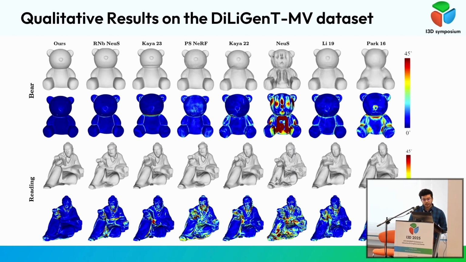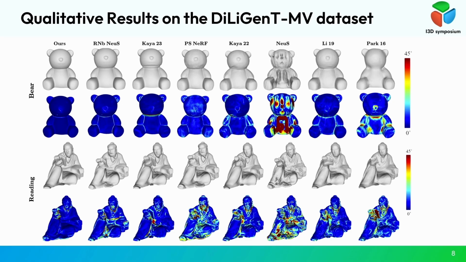Now we see the qualitative results on one of the datasets, which is the DiLiGenT-MV dataset. This figure shows the reconstructed 3D meshes and the corresponding angular error for two objects from the DiLiGenT-MV dataset, and we compare our method with the previous methods.